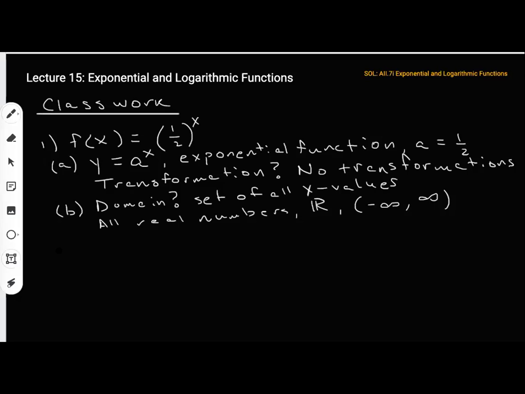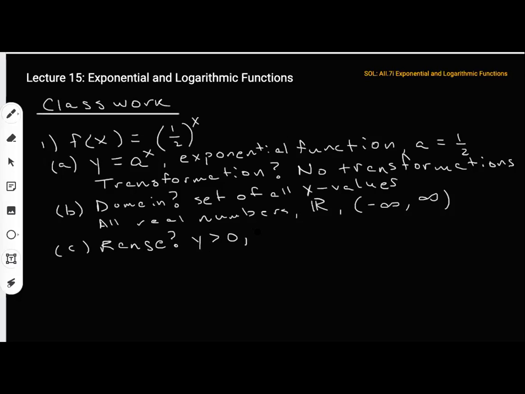Okay, let's do part C now. What is the range of this function? Well, if you were to actually graph this, you would see that the graph only takes positive y values because there's a horizontal asymptote at 0 on the x-axis. So it never actually hits 0 or any of the negative numbers. So the range can be written as y is greater than 0. And you'll see how that works when we graph it.